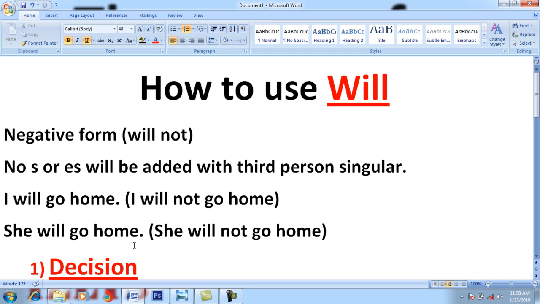For example, I'll go home. So if I want to make a negative statement of this sentence, I'll simply put not like this: I'll not go home.